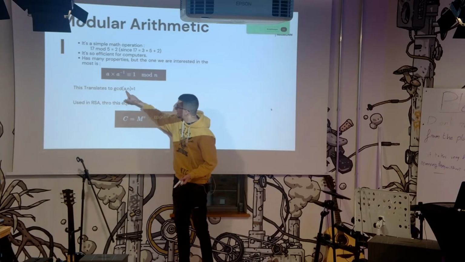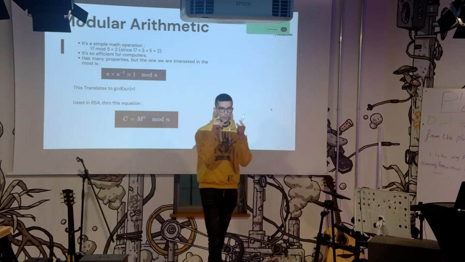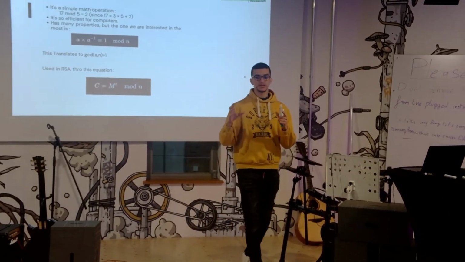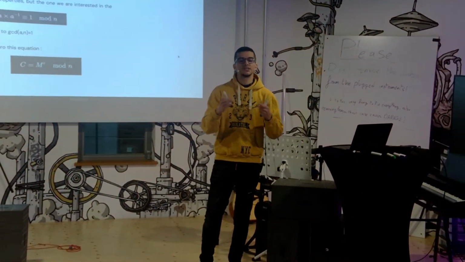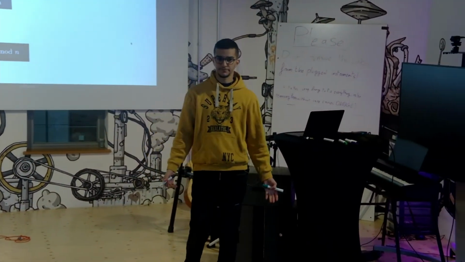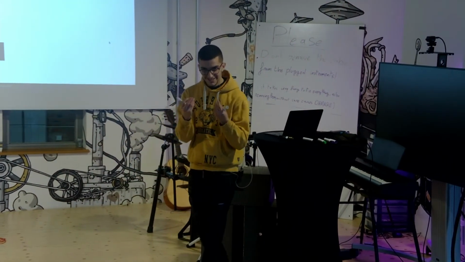So we can say that A and n are coprime. This term, coprime, means that between these two numbers there is nothing that can divide both of them. Do you understand the beauty of it?